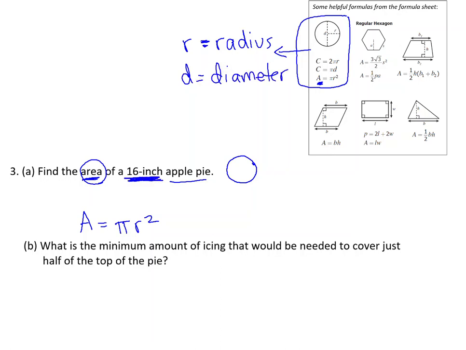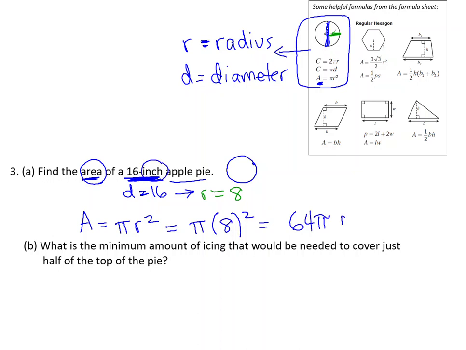We were given the fact that it's a 16-inch apple pie. That's the diameter. The diameter is 16. The diameter goes all the way across the circle. The radius only goes half of the way across the circle. So if the diameter is 16, the radius is 8. Plugging 8 into our formula, we get pi times 8 squared, or 64 pi. Because the units are inches, we write inches squared.